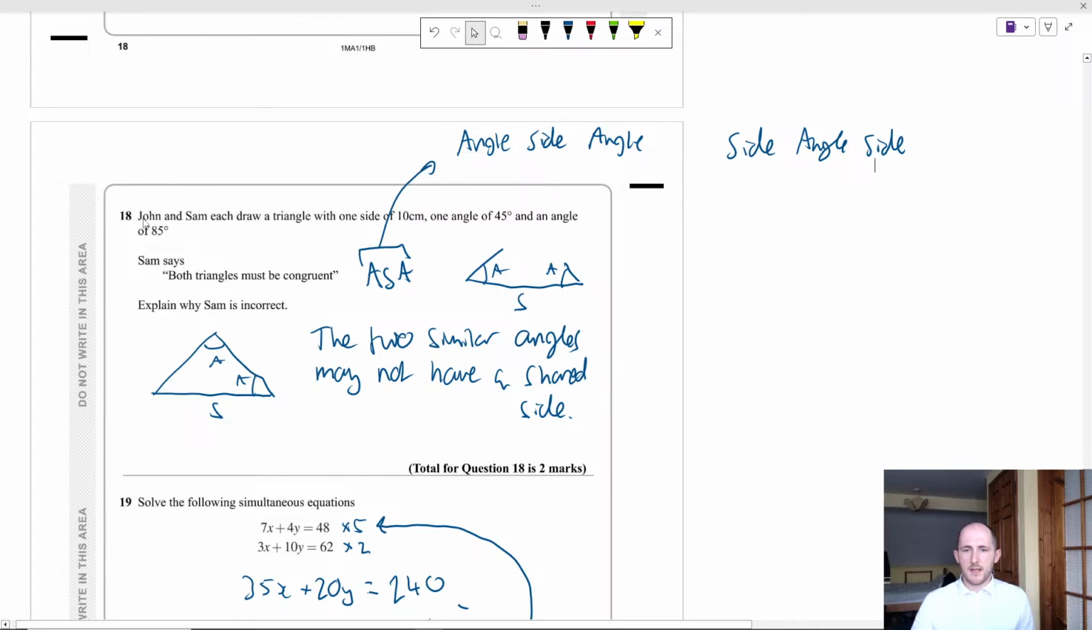So basically, John and Sam each drew a triangle with one side of 10 centimeters, one angle of 45, and another angle of 85. And he said that both triangles must be congruent. Now, the problem with what they're saying is they're using the ASA kind of congruency, but with ASA, the two angles must have a shared side. Which they don't in this case, but they might not do.